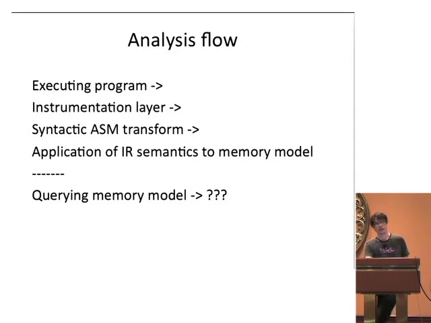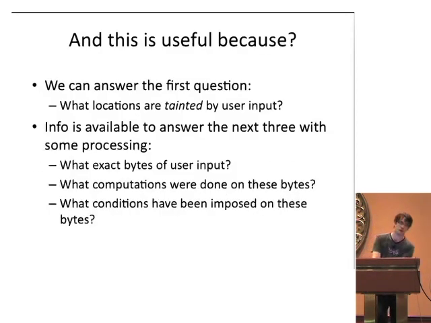Why is this useful? At this point, if you can implement this, and it's a bit of effort, but it's by no means prohibitive, you can directly answer what bytes in memory are tainted by user input. Those are essentially the edge nodes of your graph. We can also answer the next three questions, such as which exact bytes of user input, by tracing the graph backwards, back up to the source nodes.